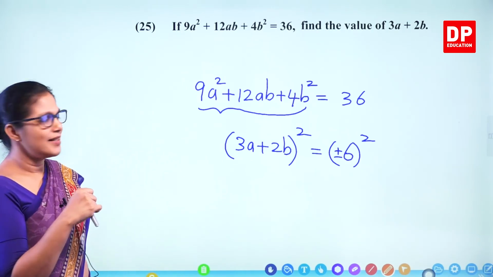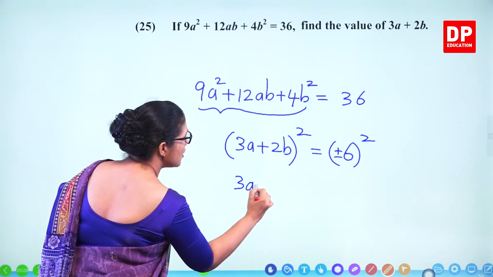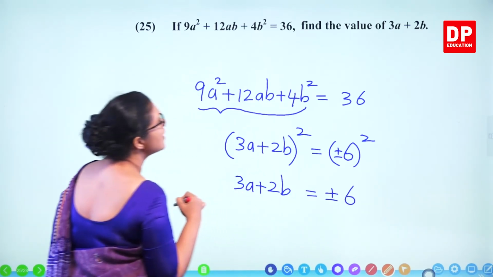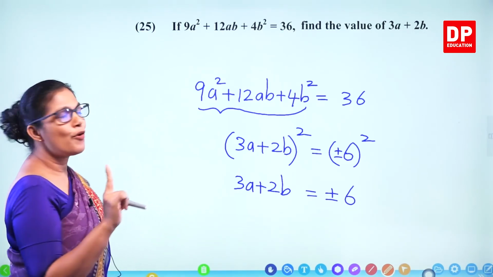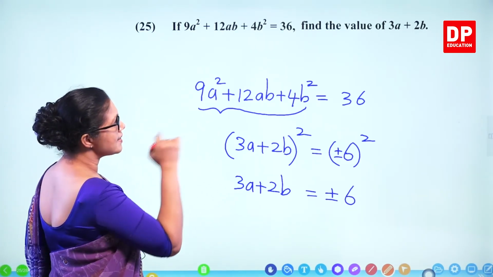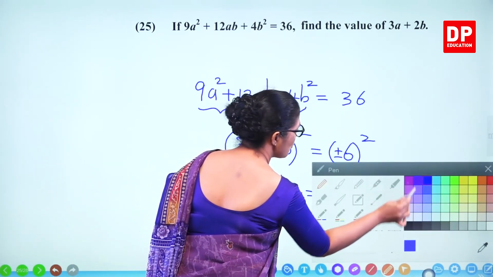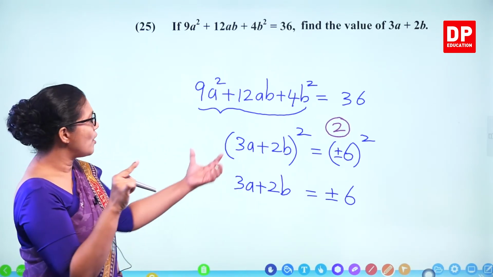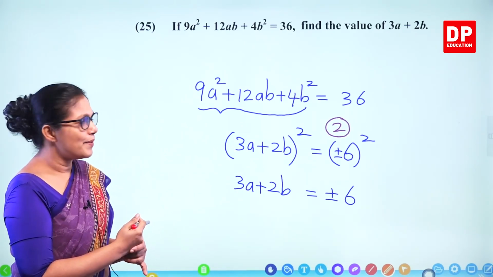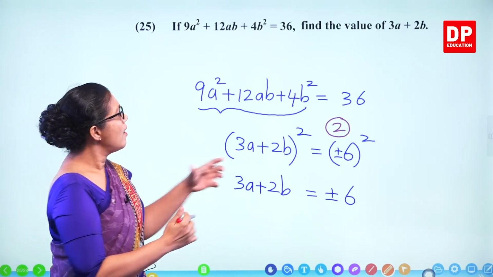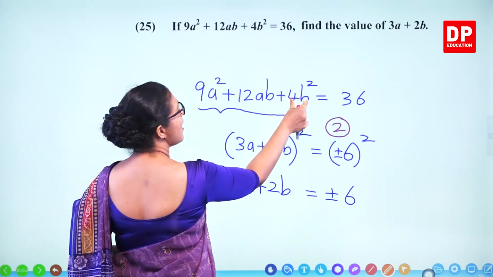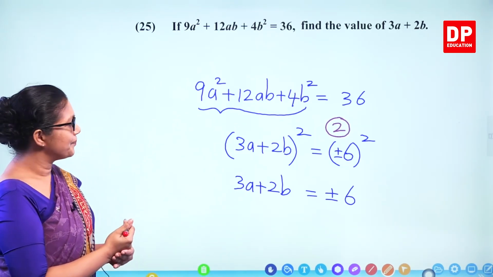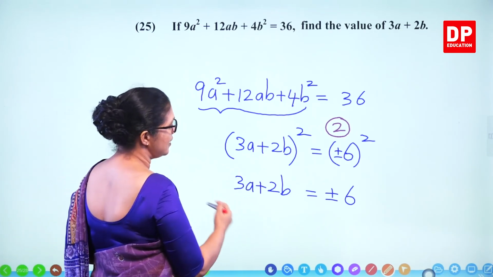So what is 3a plus 2b? Take the square root on both sides. So you get plus or minus 6. You can write both values, the plus value as well as the negative value. So that's also an easy one. You just need to look carefully at what this number is. It's a square number. So for a square, it's always first term squared, last term squared, and the middle term is 2 times the 2 numbers. So 2 marks for that.